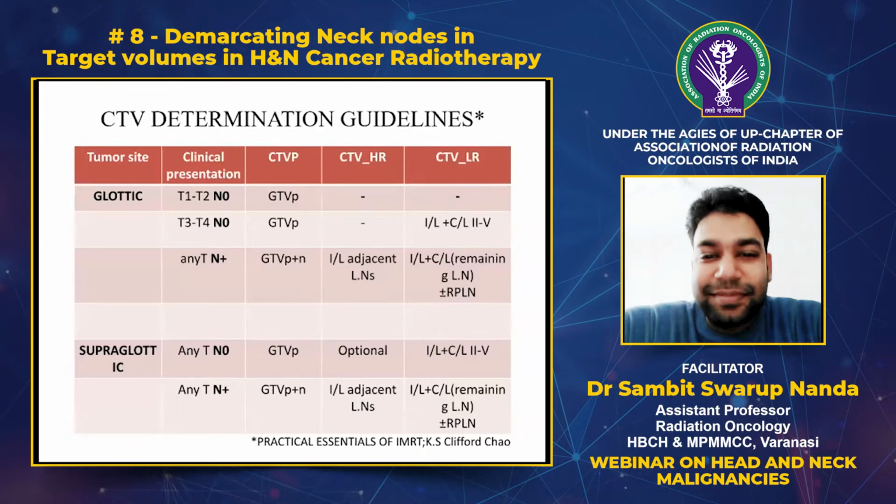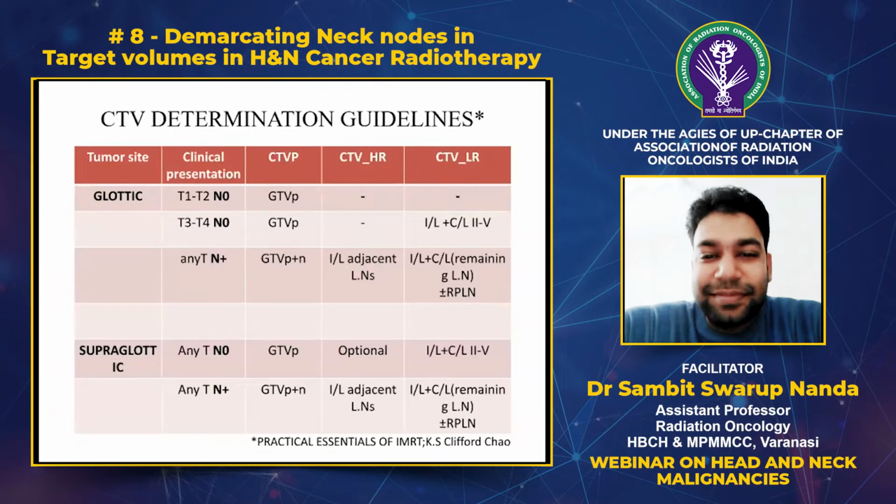Any T with lymph node positive disease, we have to take into consideration the primary GTV as well as the nodal volume. The ipsilateral adjacent lymph node is to be taken into consideration for high risk CTV. The rest of the contralateral lymph node volume and the ipsilateral rest volume are to be taken for the low risk CTV, which can be delivered 50 to 54 gray in 30 to 33 fractions.